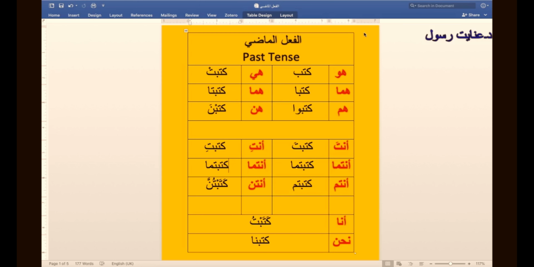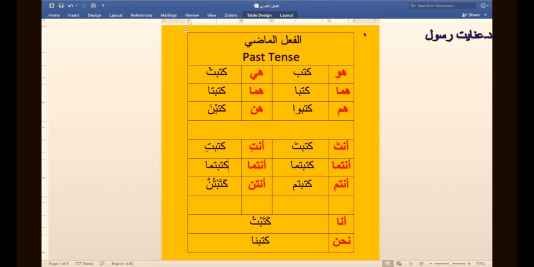For example, as we have learned this verb kataba, huwa kataba, kaf, ta, ba. These are the basic three letters, the root of the verb. Huwa kataba means he wrote, and when we want to say she wrote, katabat, we added a ta at the end of kataba and it becomes katabat. Huma turns into kataba, the two wrote. Huma for feminine, katabata.